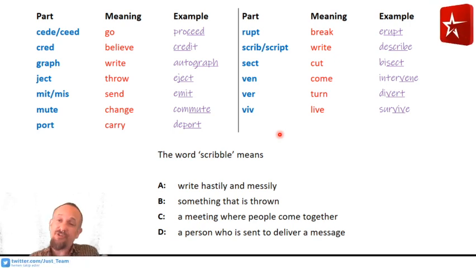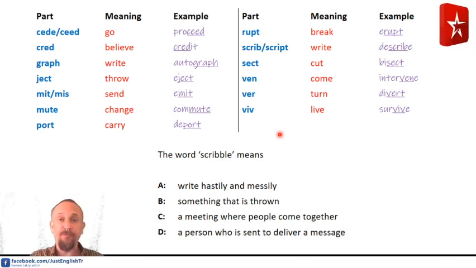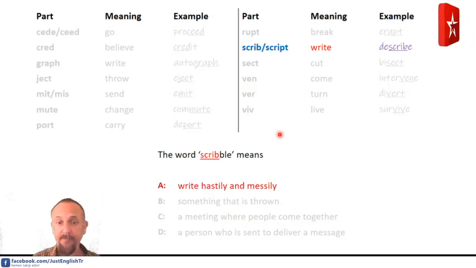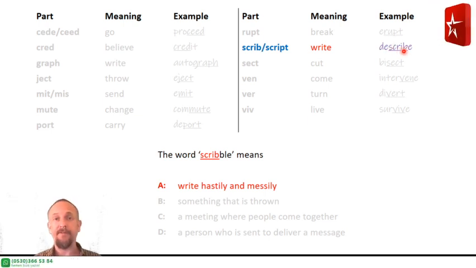So you can imagine when children are writing, they don't write in nice handwriting. They scribble as they write. To scribble, a scribble, both a verb and a noun. And that's the correct answer here, scribe. So we have it in describe. Description would be easier to understand there.